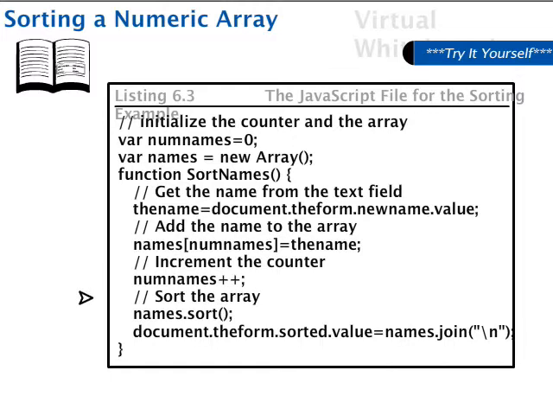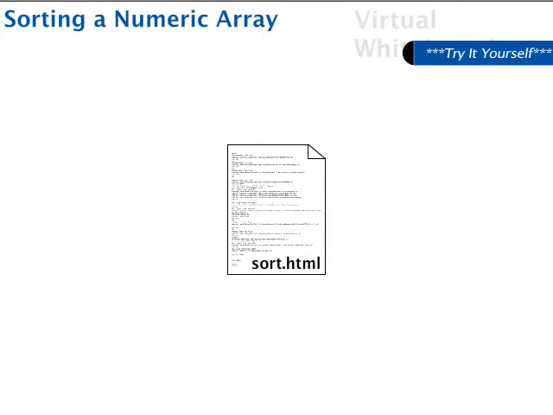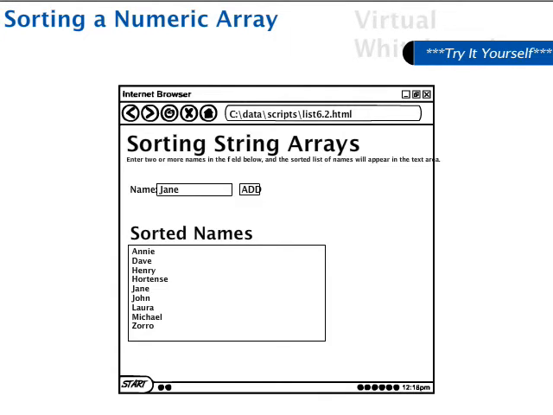The final section of the script sorts the names and displays them. First, the sort method is used to sort the names array. Next, the join method is used to combine the names, separating them with line breaks, and display them in the text area. To test the script, save it as sort.js and then load the sort.html file you created previously into a browser. You can then add some names and test the script. Figure 6.2 shows the result after sorting several names.